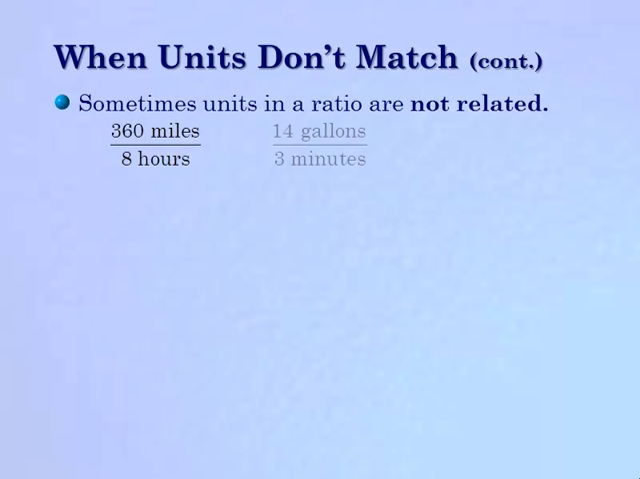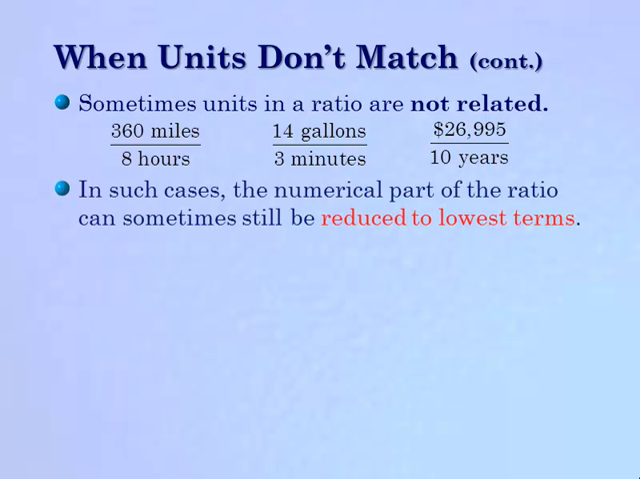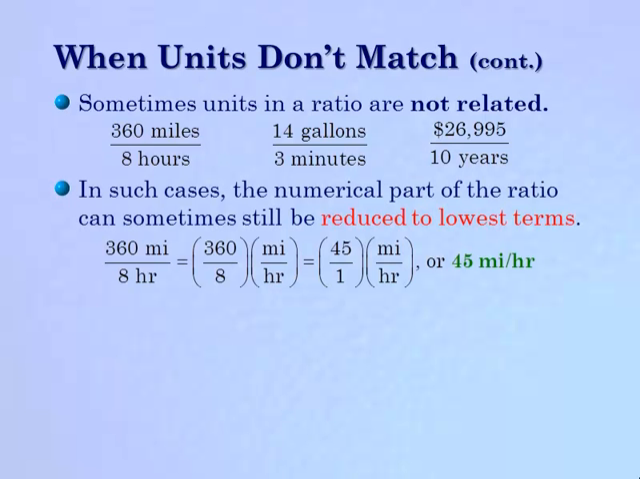Sometimes units in a ratio are not related. Not all time units, or not all volume units, or not all distance measurements. So, for example, 360 miles per 8 hours, or the ratio of 14 gallons to 3 minutes, or $26,995 to 10 years. Now, you can imagine where all of those ratios would appear. In such cases, the numerical part of the ratio can sometimes be reduced to lowest terms.